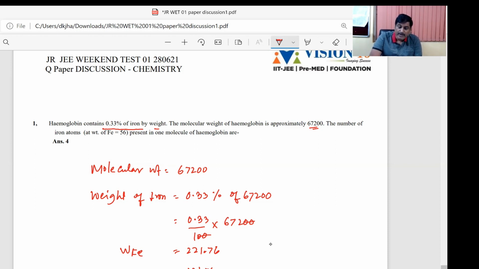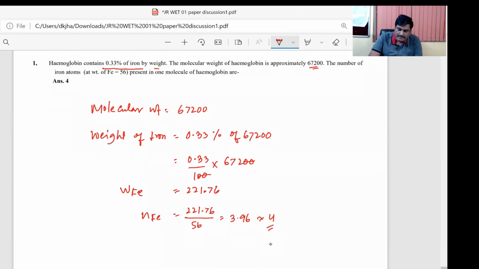Hemoglobin contains 0.33% of iron by weight. The molecular weight of hemoglobin is this much. So 0.33% of 67,200 is iron. We found here the weight of iron. And so the number of moles of iron is equal to the weight of iron divided by its atomic weight, and we are getting this one. Done.